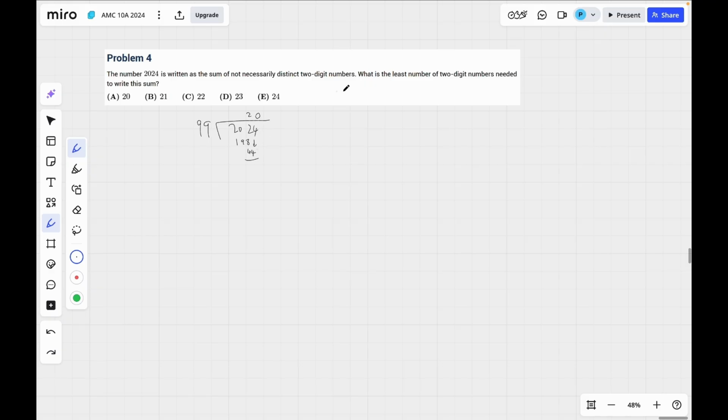Now since 44 is also a 2-digit number, we can just add this on as our last number, having a total of 21 numbers, with the numbers being 20 99s and 44. So our final answer is B, 21.